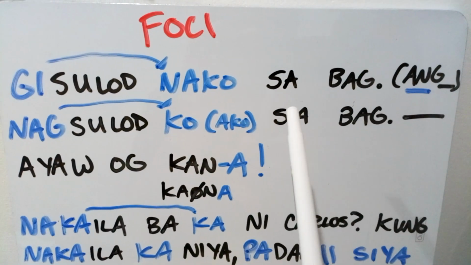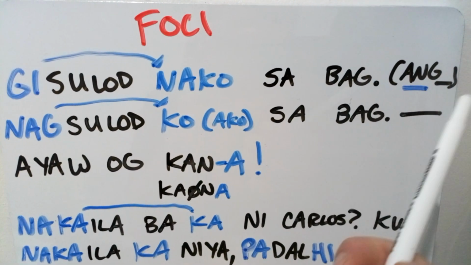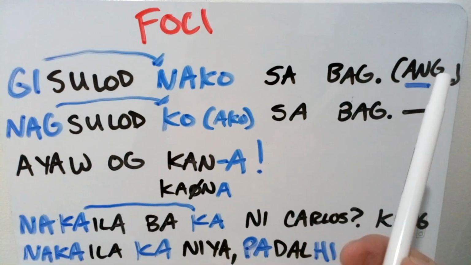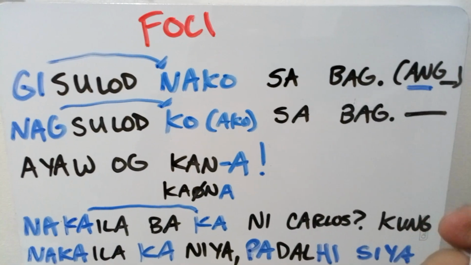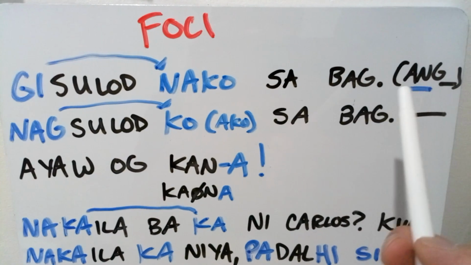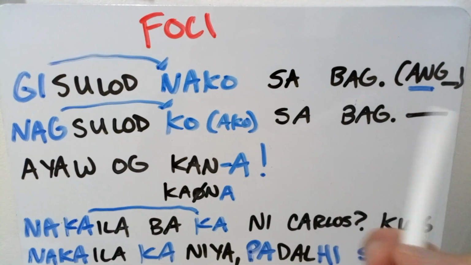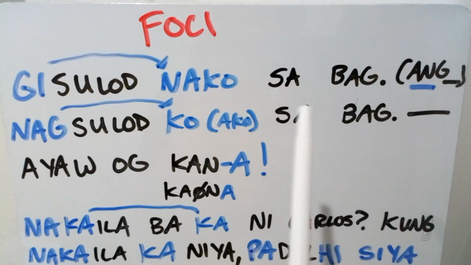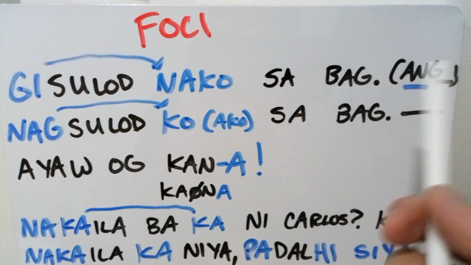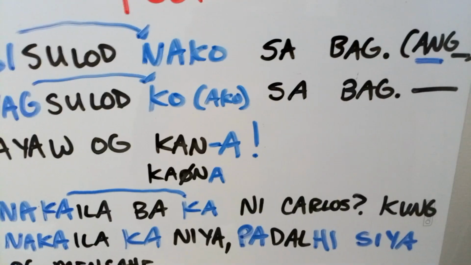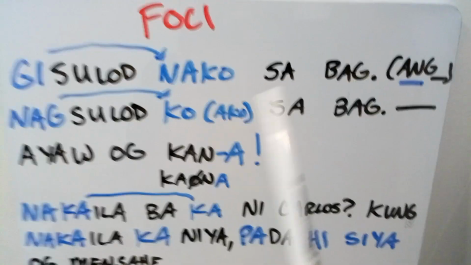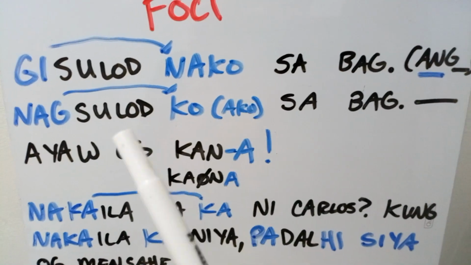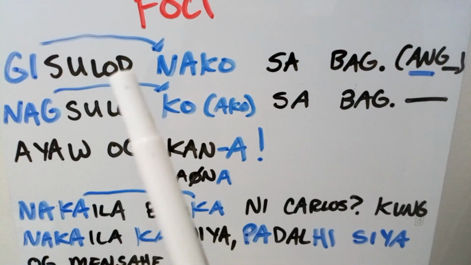Okay, so I was the one that put something in the bag, right? And if I wanted to specify, I would have to give more amplifying information. I would have to say ang blah blah blah, right? Notice how I underlined ang in that blue, to specify something. Gisulod na ko ang, I don't know, ang lapis sa bag, right? I put the pencil inside the bag. Gisulod na ko sa bag ang lapis, yeah.